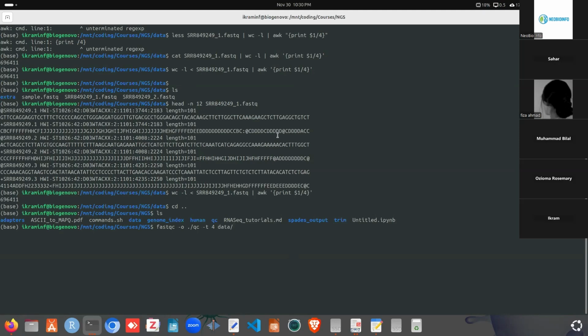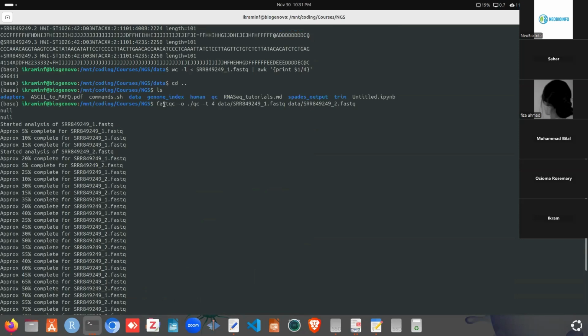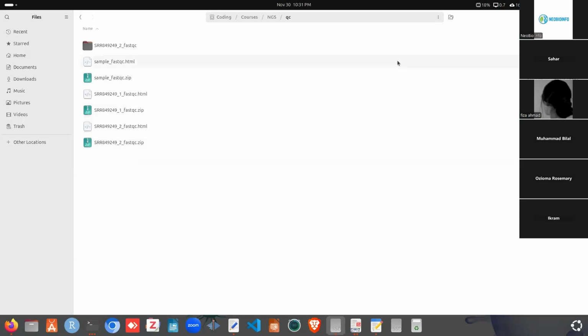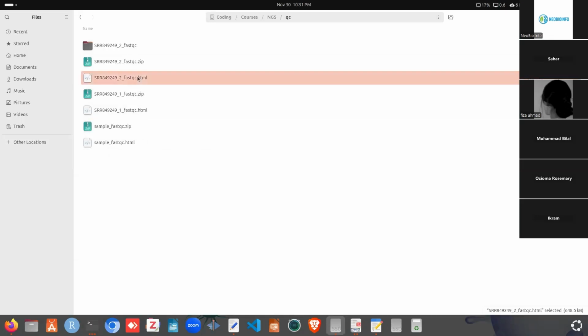Inside data, here we can specify as many files as we want. We have two reads, that is R1 and R2, and I am just passing the two file names in here. And if we run it, then we need to take the output in the QC folder. If we open the QC folder in here, we just generated this one and this one.